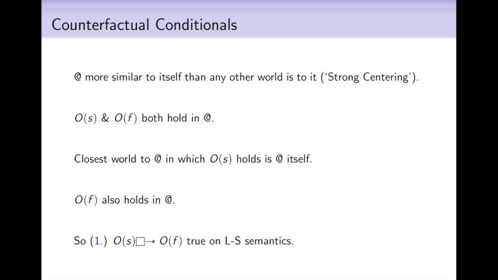So suppose that the short circuit and the fire do occur. Then the closest world to the actual world in which the short circuit occurs is, of course, the actual world, by strong centering. So the nearest or most similar world to the actual world in which the short circuit occurs just is the actual world, because the short circuit occurs in the actual world. So in order to evaluate that first counterfactual, we've just got to look at the actual world, given that it's the unique closest short circuit world, and check whether the fire also occurs in that world. And so, if the fire also happens in the actual world, then the first counterfactual just comes out true on the Lewis-Stalnaker semantics.